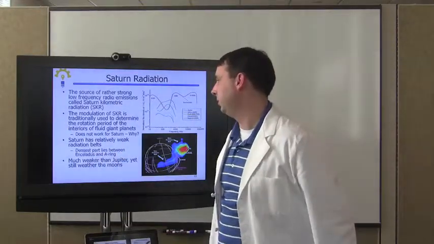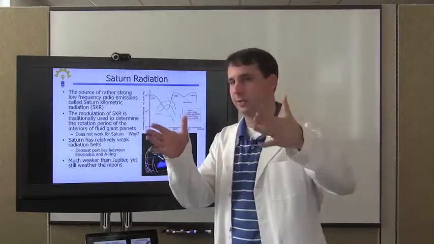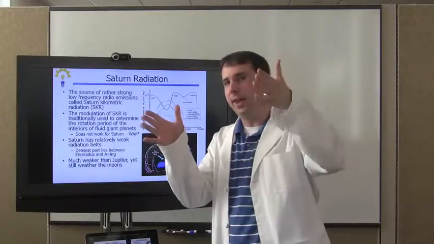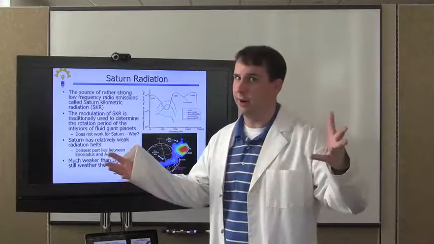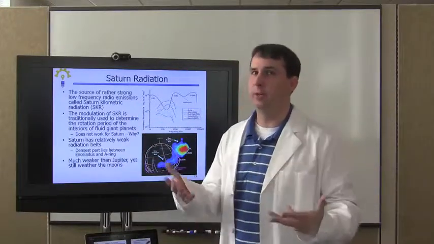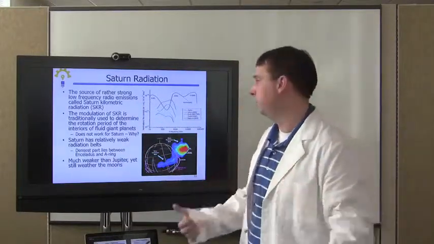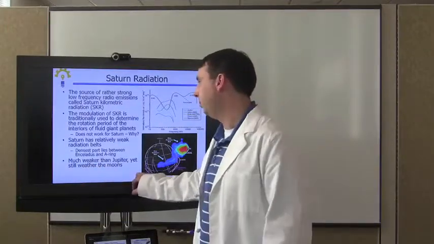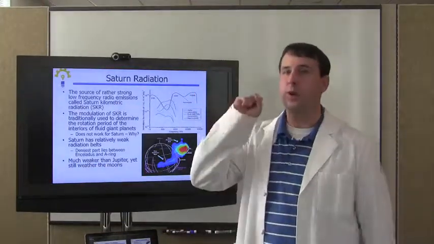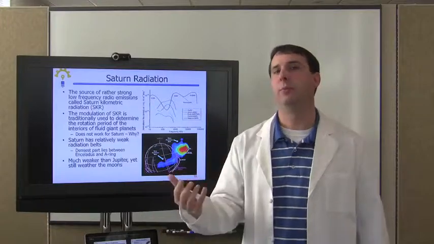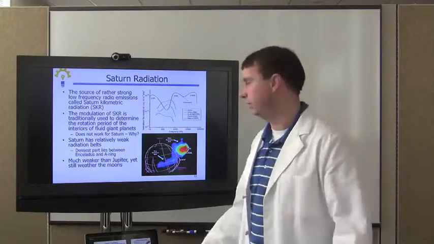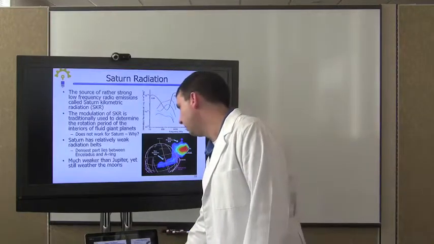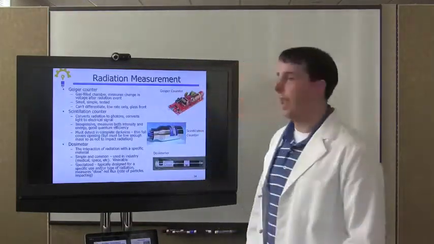The densest part lies between Enceladus and the A ring. So Enceladus is at the E ring, and the A ring, that's the densest part of the radiation field around Saturn. So we're right there. If you want to measure radiation around Saturn, we're in a great spot to do it. It's much weaker than Jupiter, but the radiation from Saturn will still weather the moons. It'll still impact Enceladus and the other inner moons of Saturn.